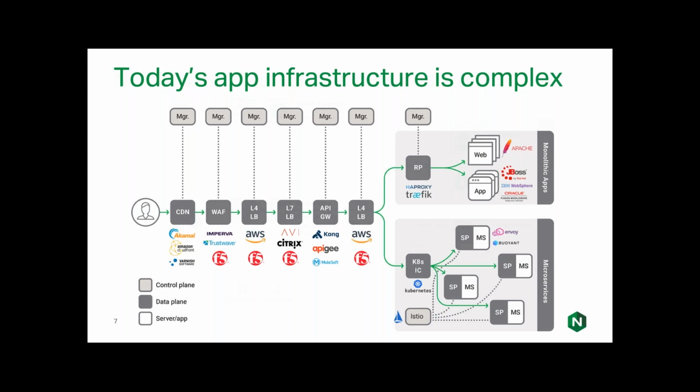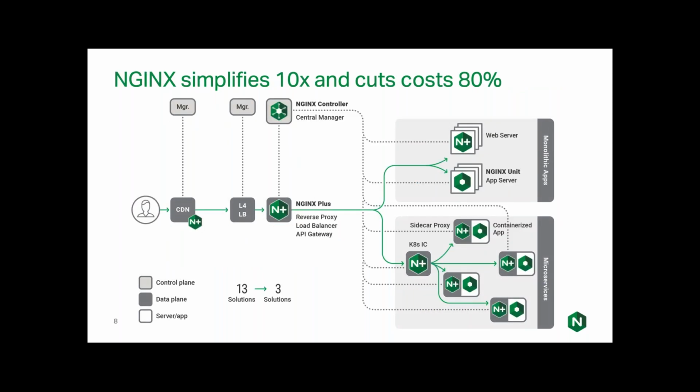And now you can see after implementing NGINX Plus, the architecture has been somewhat simplified. You still have the user going into a CDN, which in this case is an NGINX Plus, but it could have been something else depending on what the customer requirements were. The traffic then goes into the layer 4 load balancer and then into the NGINX Plus tier that is now functioning as the reverse proxy load balancer and API gateway.